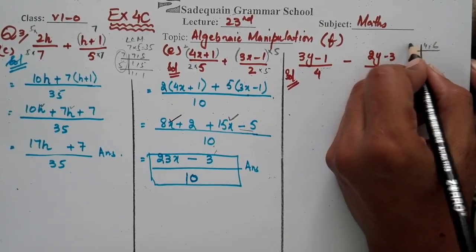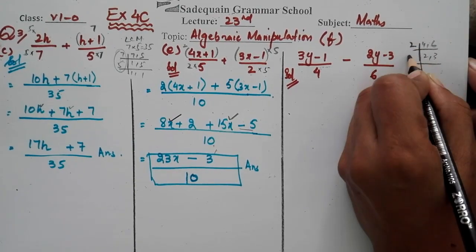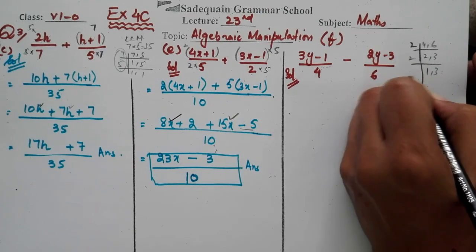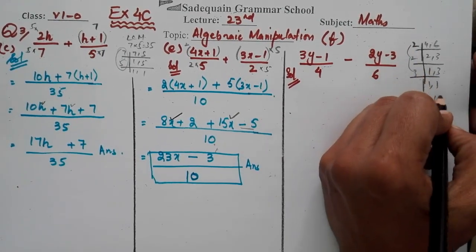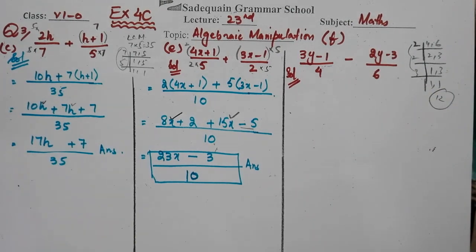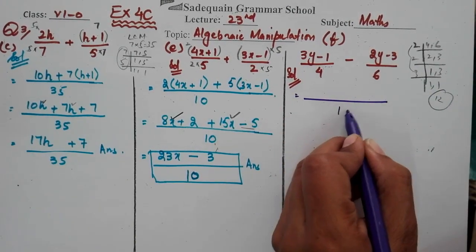So let's check, is it 12 or not? 2 2s are 4 and 2 3s are 6. Now next 2 1s are 2 and 3, so 3 1s are 3. So what will be the LCM? 2 2s are 4, 4 3s are 12. So 12 will be the LCM. So here let's write the LCM 12.